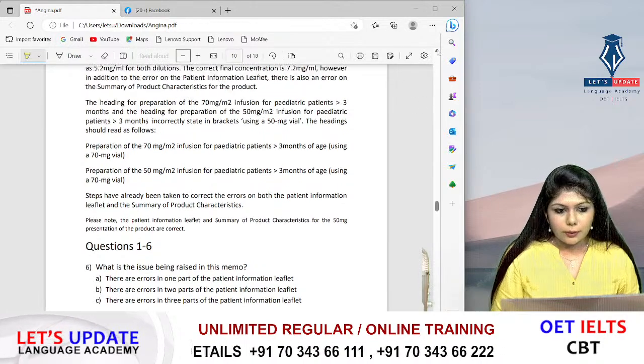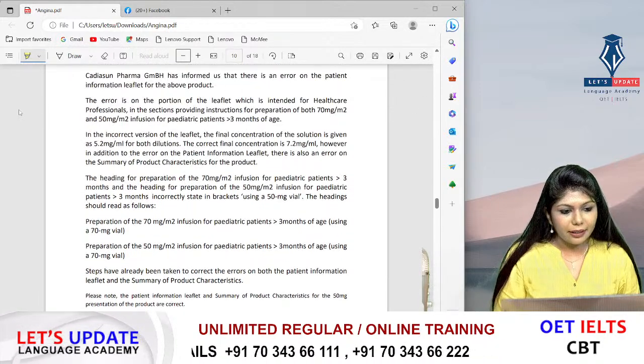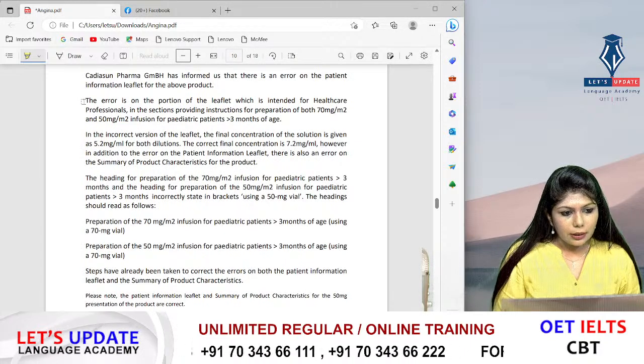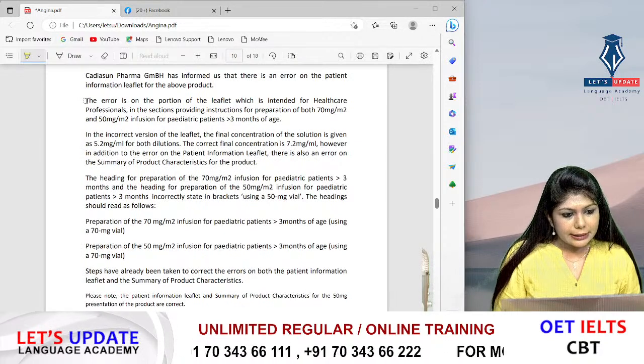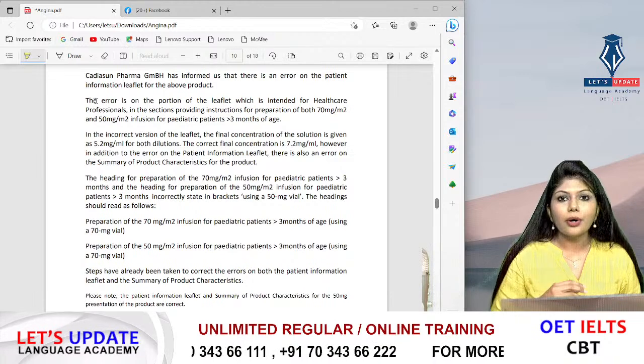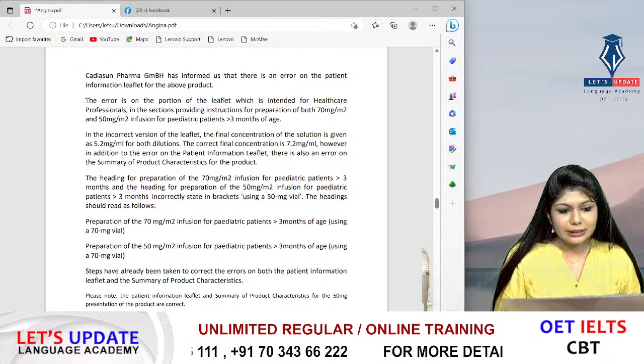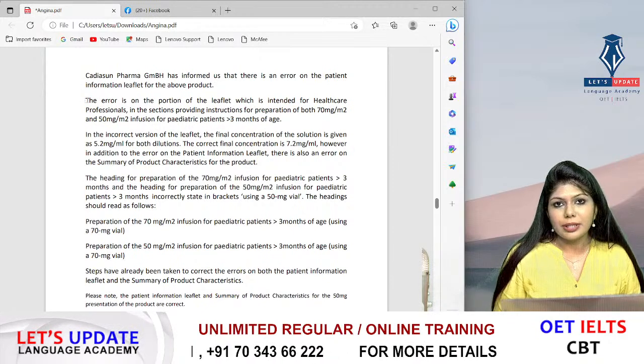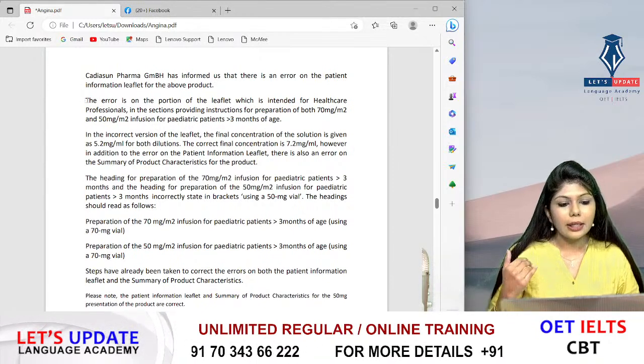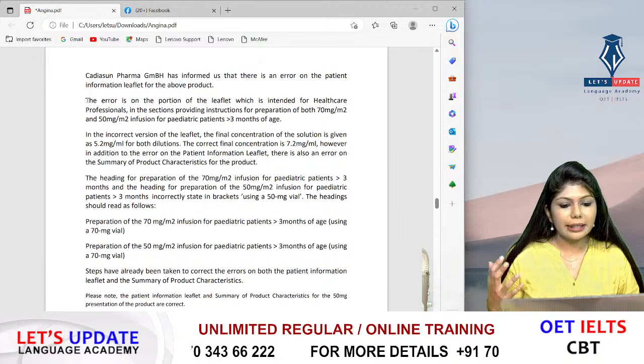Okay, so as mentioned in the paragraph, I'll just highlight the portion which is likely to be the answer. They are talking about the errors, right? The issue being raised in the memo. So the issue is that there are errors in the patient information leaflet and in the summary of product characteristics for the product.